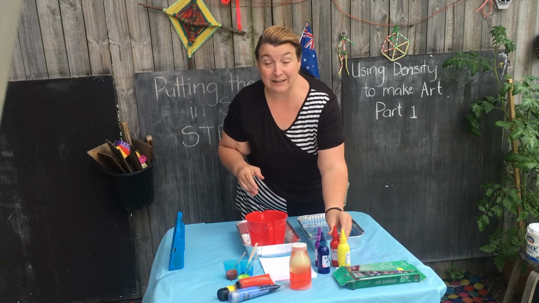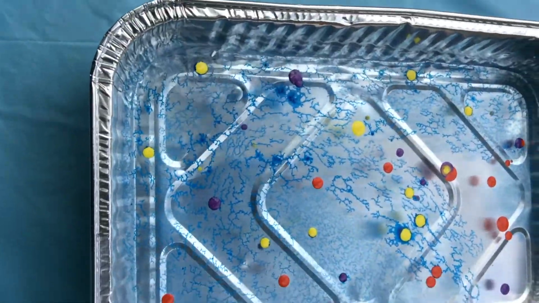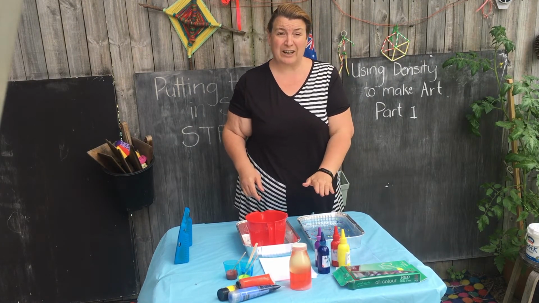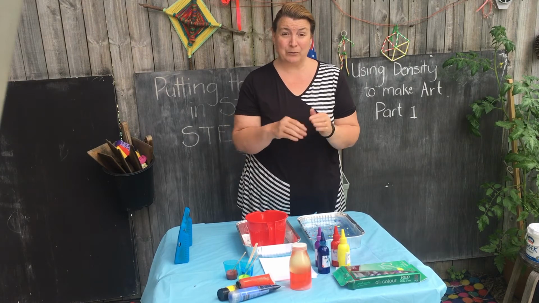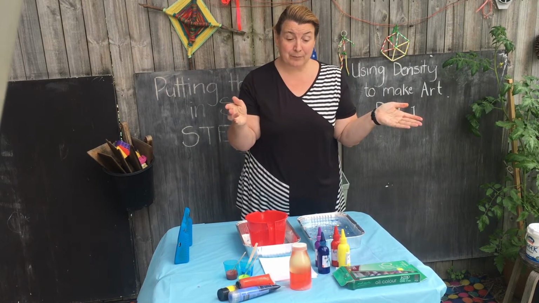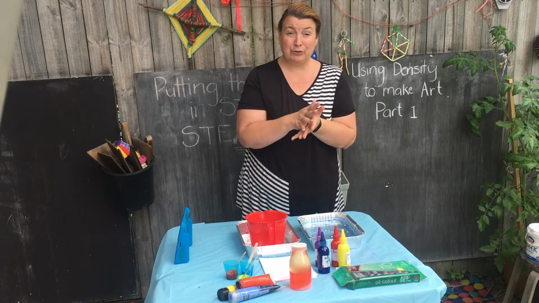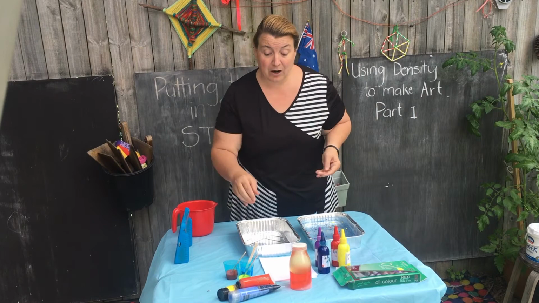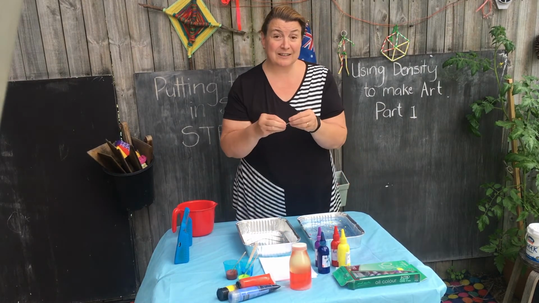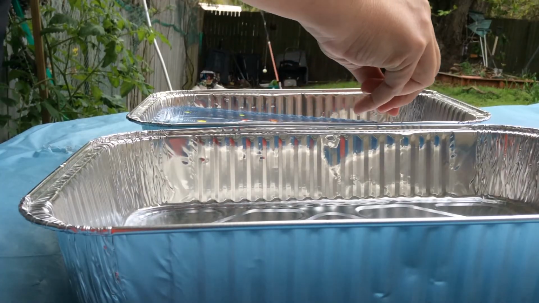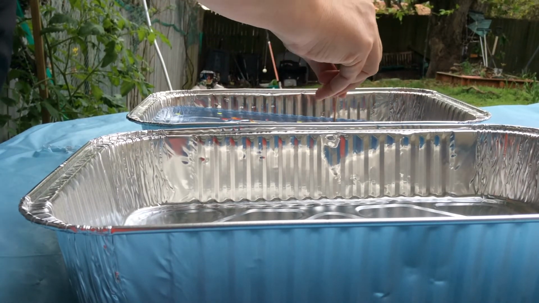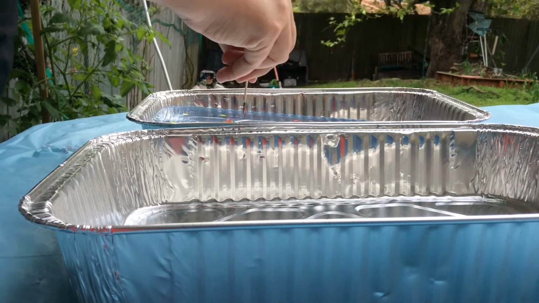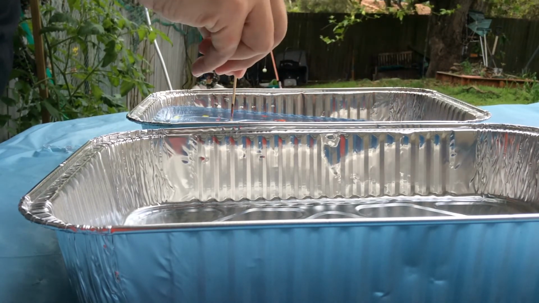Now you can see that the particles are floating on top of the water. The oil particles are lighter than the water. They're less dense. Their particles are far apart. The water's particles are close together. So I'm going to take just a little stick and I'm going to just mix them up a little bit with my toothpick.